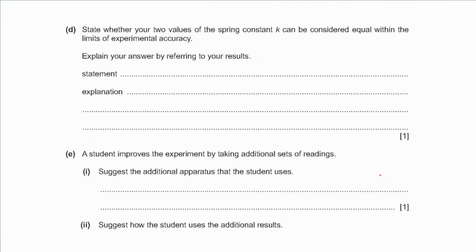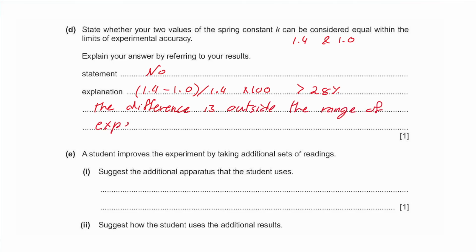Part D says state whether your two values of the spring constant, which were 1.4 and 1.0, can be considered equal within the limits of experimental accuracy. Explain your answer by referring to your results. So if we calculate the percentage difference between them, 1.4 minus 1.0, and then we divide by the larger number, 1.4, and multiply by 100, that's actually greater than 28%, which is too large. So we say no, they are not equal because the difference is outside the range of experimental error, which should be between 10 and 20%.